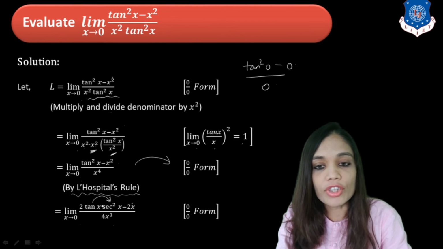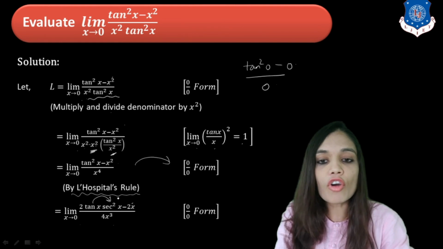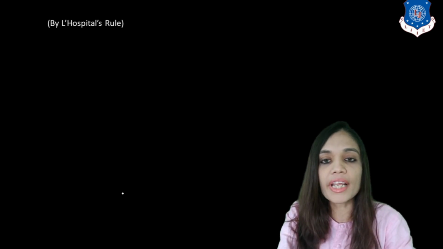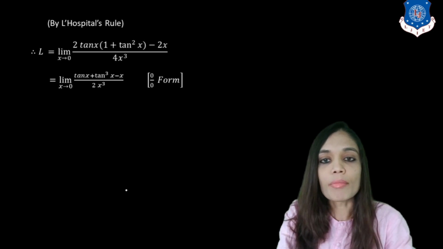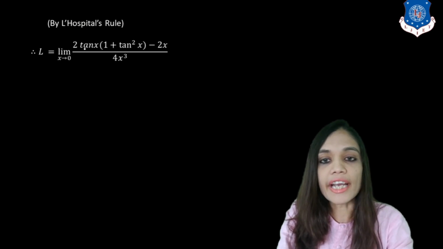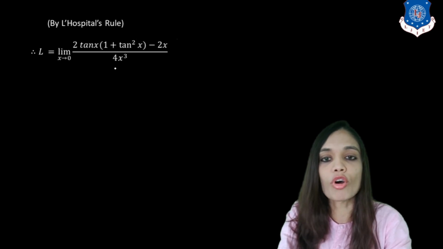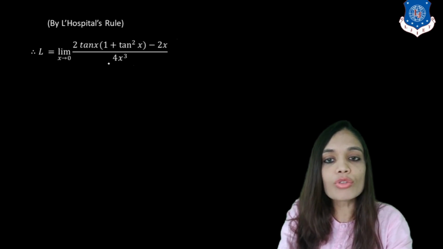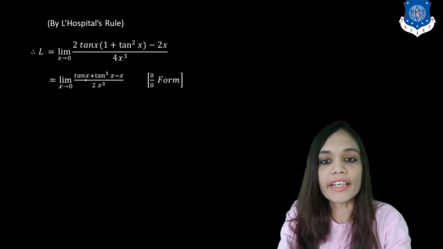If you put x is equal to 0 in this, what you will get? 0 by 0 form. Now what we will do in the next step? We will replace sec square x by 1 plus tan square x. So on replacing, you will get 2 tan x into (1 plus tan square x) minus 2x upon 4x cube. Now open the bracket and take out 2 common and cancel it out. So finally you will get limit x tends to 0, (tan x plus tan cube x minus x) upon 2x cube.